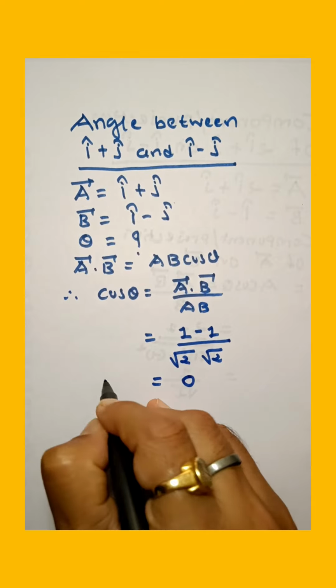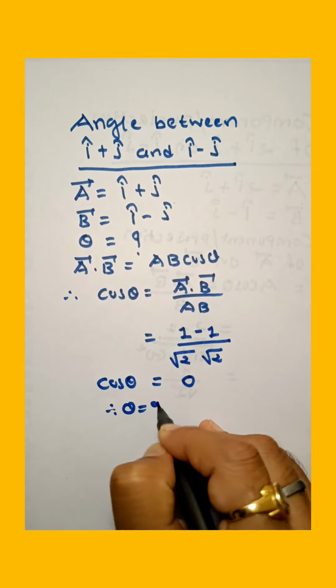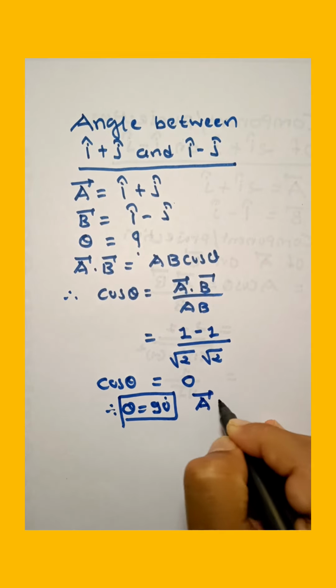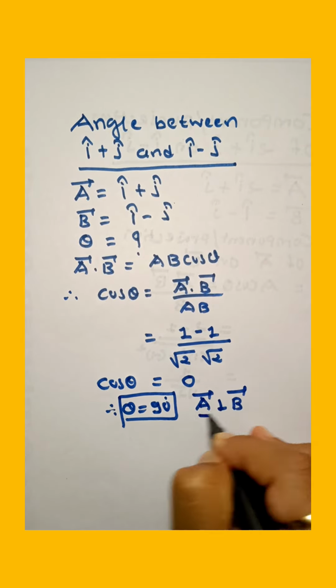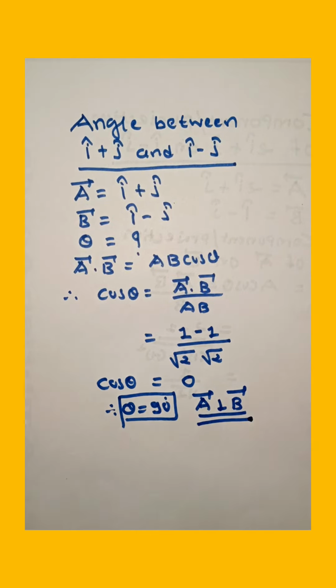0 upon root 2 is 0. So here cos theta is 0. So we can write theta is equal to 90 degrees or pi by 2 radians. It means A and B are perpendicular to each other. It means i plus j and i minus j are perpendicular to each other.